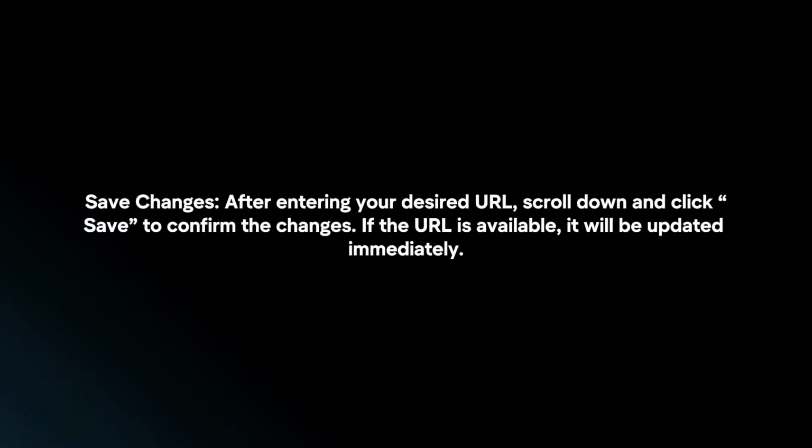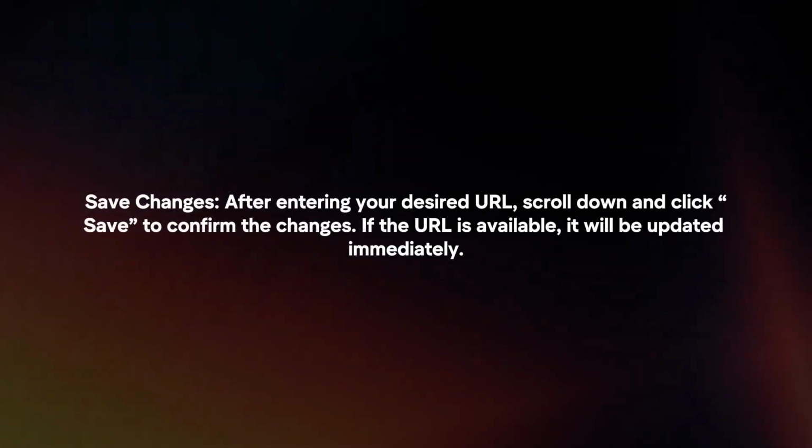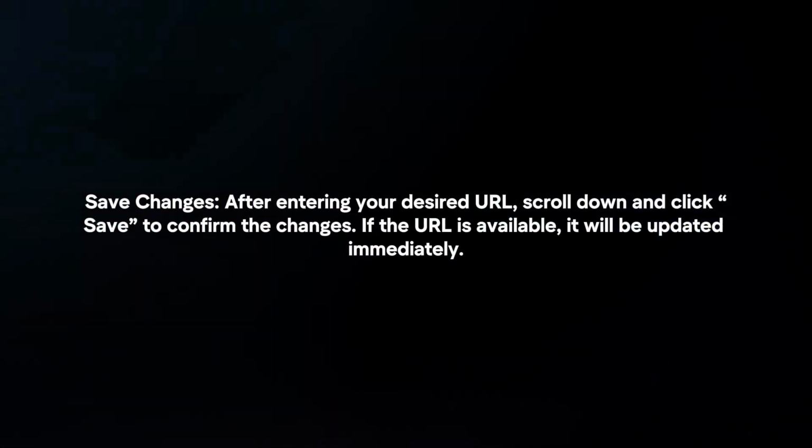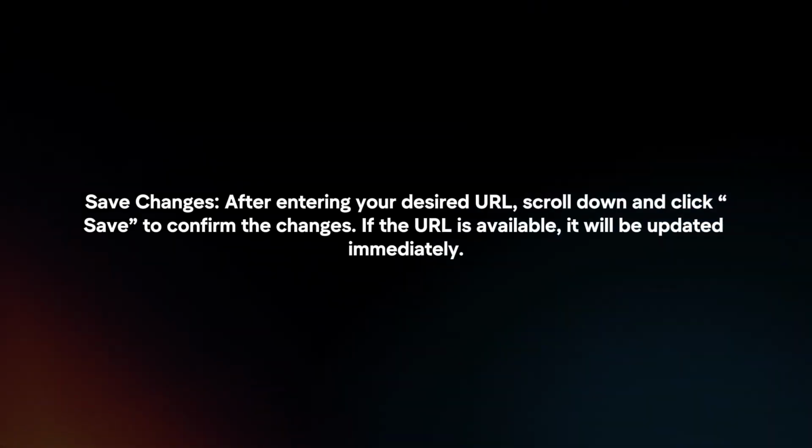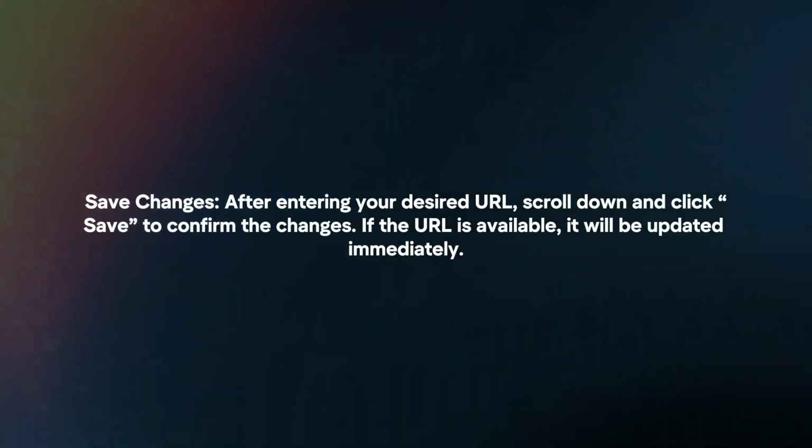Save changes. After entering your desired URL, scroll down and click Save to confirm the changes. If the URL is available, it will be updated immediately. Test your URL. Open a new browser tab and enter the updated link to ensure it works.